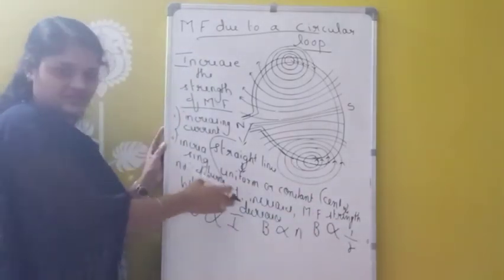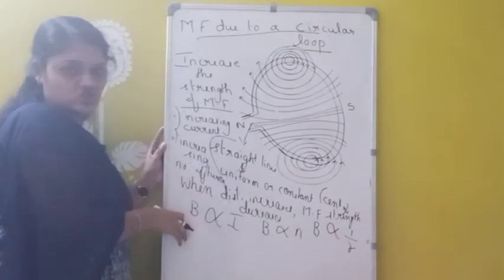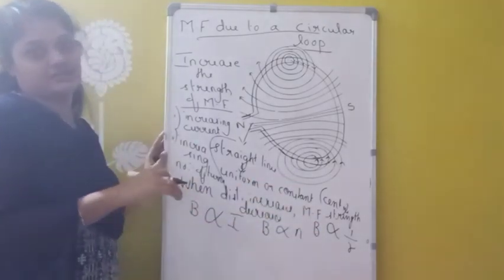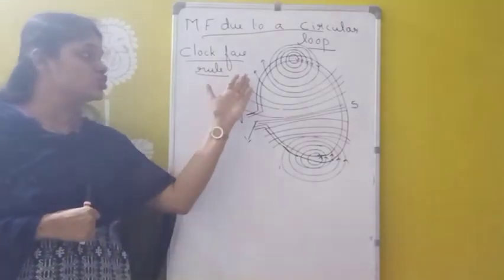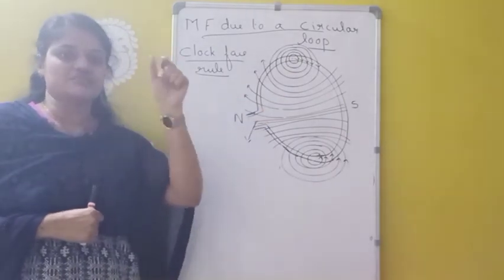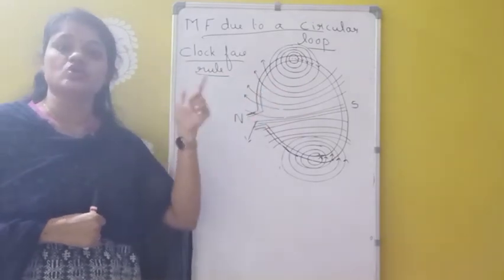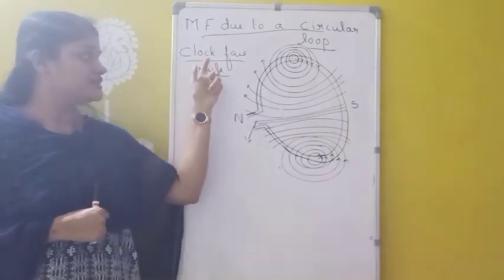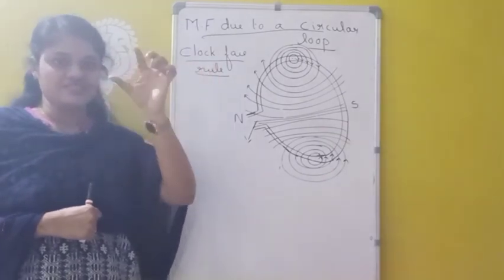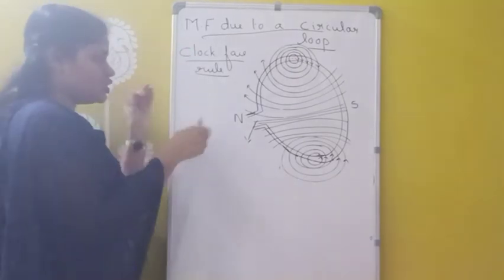So there are three factors. Whenever the number of turns and current are increasing, the magnetic field strength also will increase. But whenever distance is increasing, the strength will decrease. How will you find the north pole and south pole in the case of a loop? If a bar magnet is there, we can simply find the north pole and south pole. So in the case of a loop, how will you find the north pole as well as the south pole? For that we have a rule here, the clock face rule. That means facing the loop, suppose current is passing in a clockwise direction. Suppose we have a loop like this.